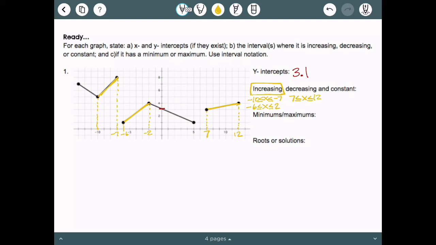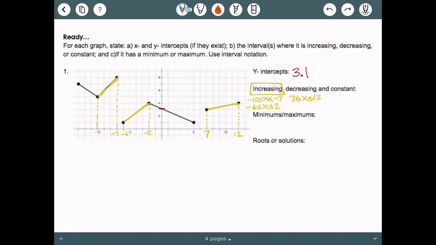The reason that I'm putting the equal sign under there is because each of these are closed circles. We want to leave it without the equal sign when we see an open circle like that, anything that means not included. So those are my increasing intervals.